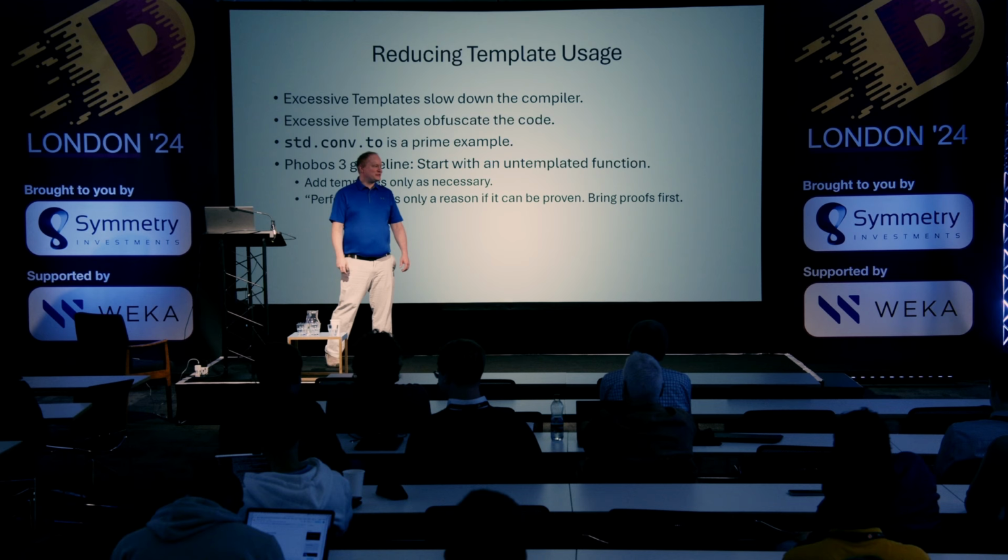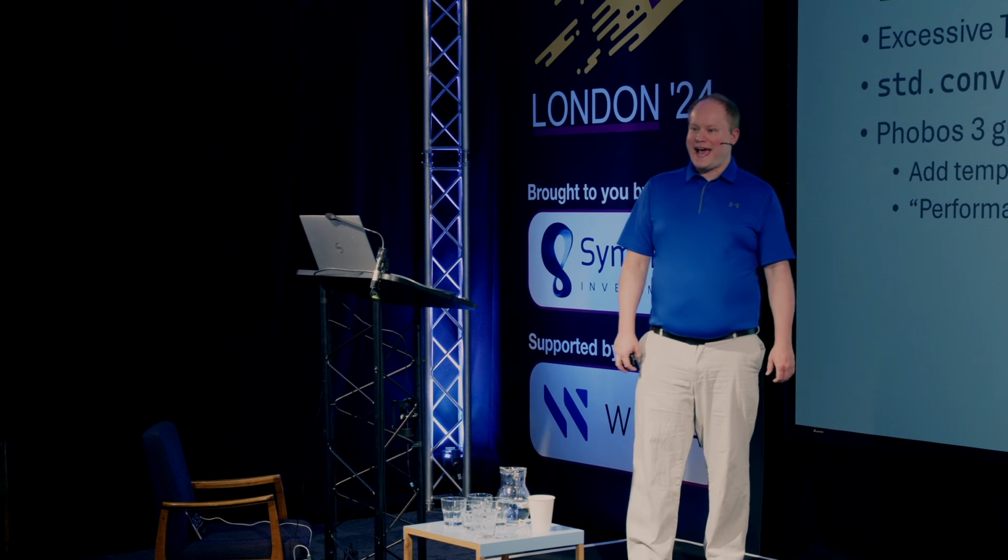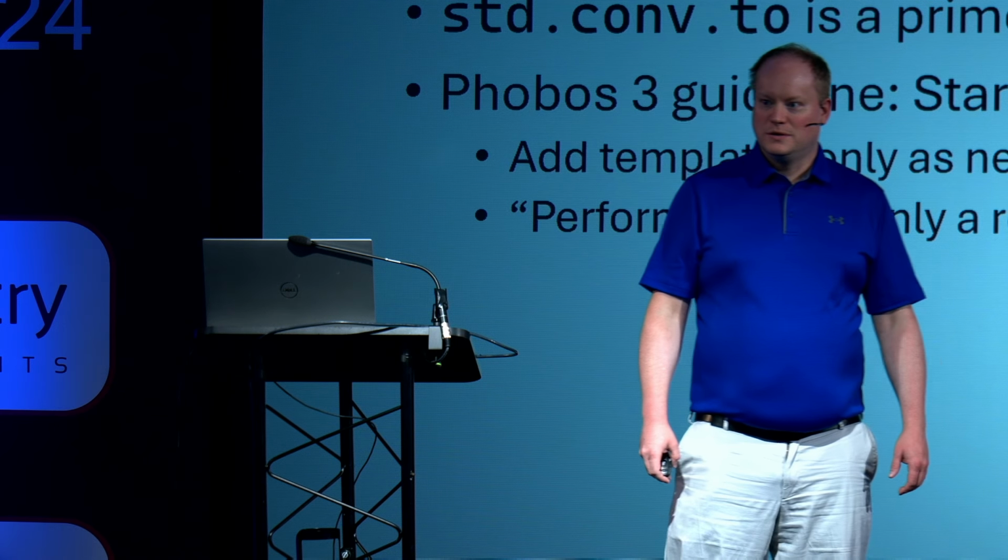So one of the guidelines that I'd like to introduce is please start with an untemplated function if you can get away with doing that. I love templates. I love what we can do with them. And I've seen this happen, they'll say, oh, well, we can make it faster if we template it. That's great. Please bring evidence that it actually does make it faster, because otherwise we're just adding things in there because we think that it's going to do something. We're engineers. And that it matters.